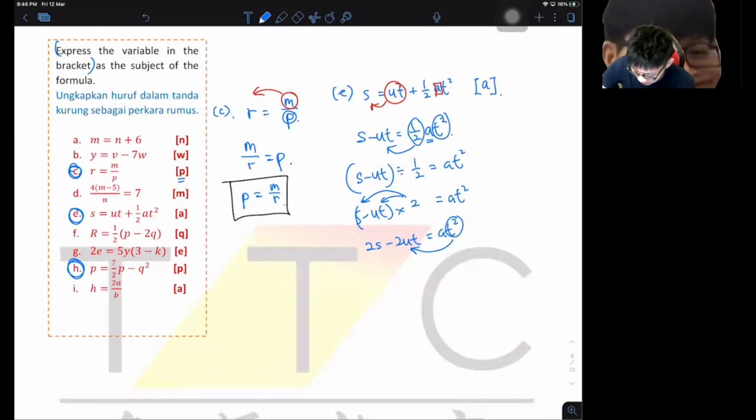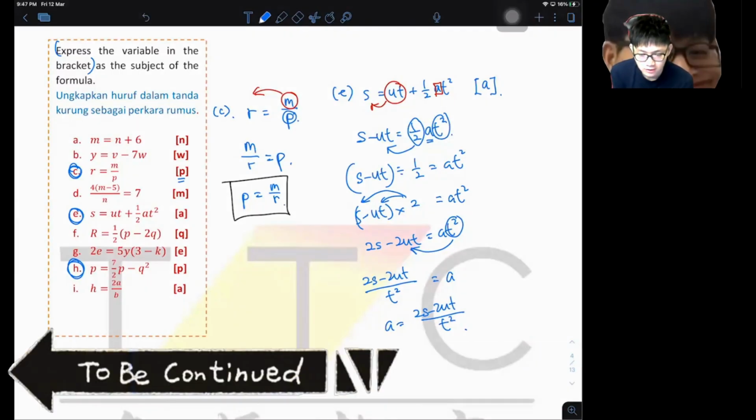So now, what will happen? Times becomes divide. Just now was A times T squared. So the whole thing, the T squared, you throw over becomes divide. Finally, make sure you write your main character first for your final answer. Okay, see, we are done. One last demo, then you are on your own already.